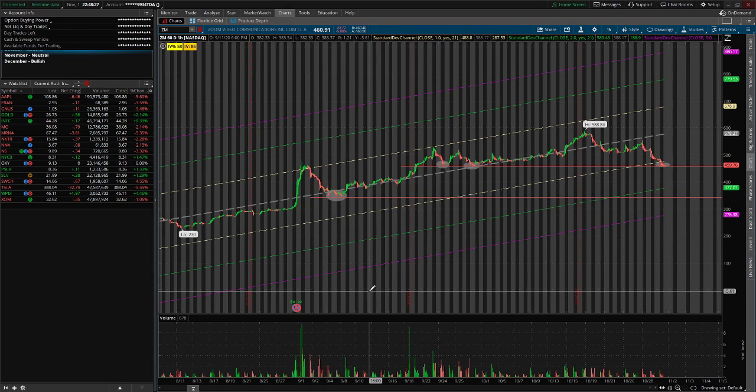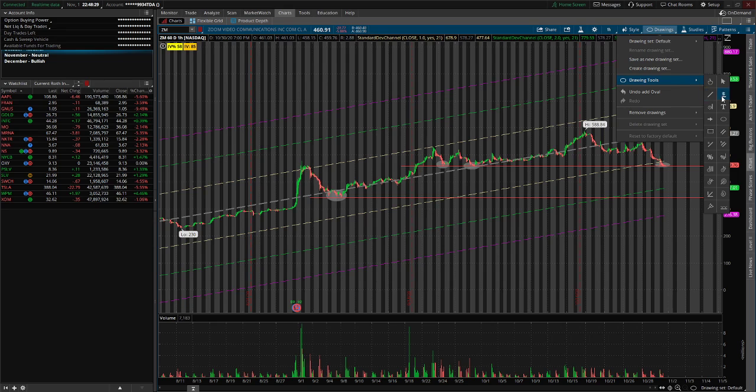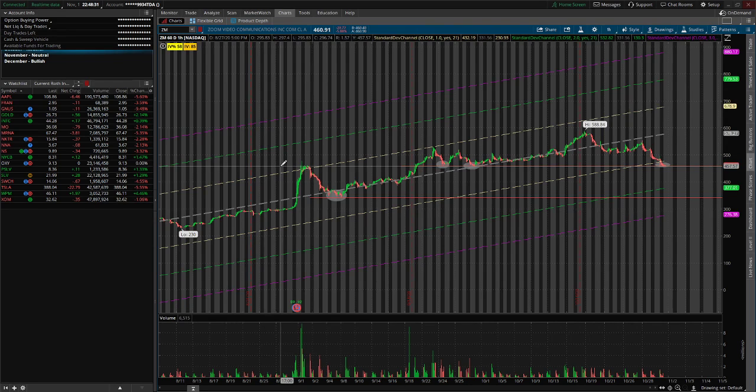Also, I just saw that this old resistance point acts like support, right? Because it's literally right in line with the support levels. So sometimes you can use strong resistance levels as support levels, but I only use them as a confirmation, if that makes sense.